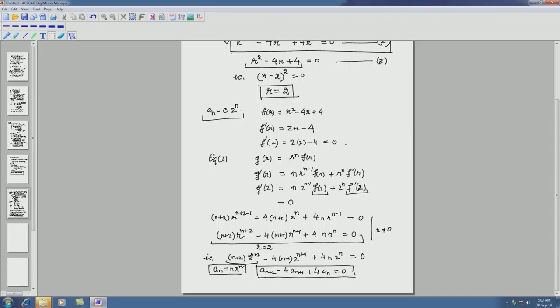So, by considering the fact that if a quadratic equation has repeated roots, then that repeated root is going to satisfy the equation obtained by taking the derivative of the quadratic equation, and then by using that and equation 2 over here, we have obtained another solution for the original recurrence relation. Now, let us look at these two solutions.